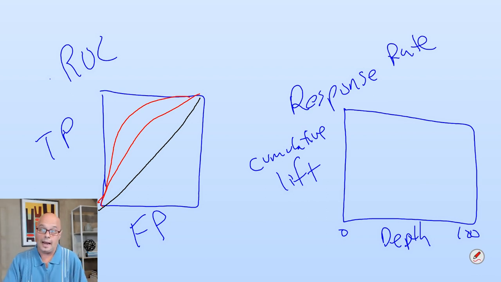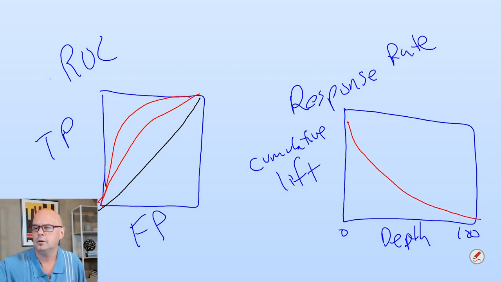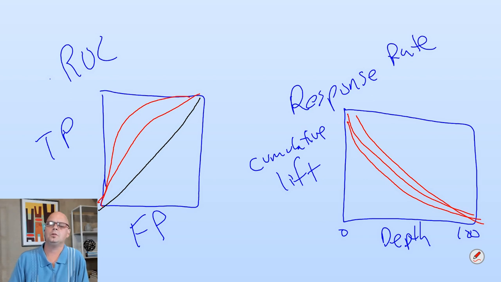And because we want a high lift or a high response rate, what we're looking for here is the higher up the line is on the plot, that's indicating the better performance of the model. The higher the lift, the higher the cumulative lift, the higher the response rate, the better the model. All right, let's turn to the computer and take a look at some data, take a look at some models, and do some model comparison on the computer.